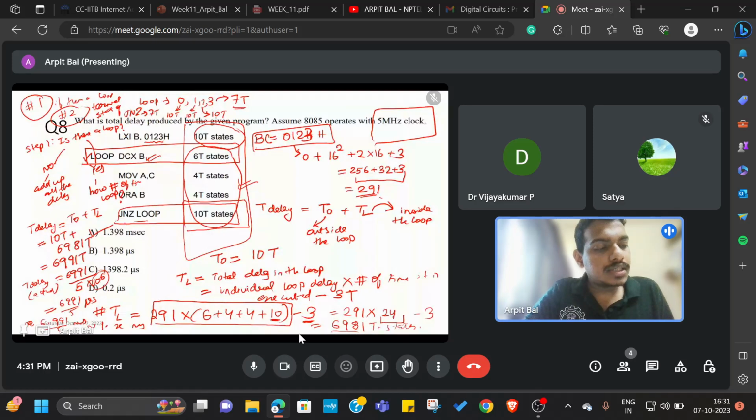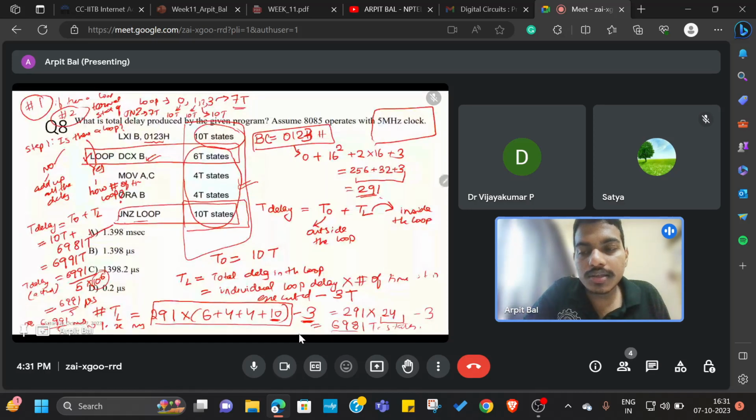For the next question, we had to figure out the total delay produced by this program. The first thing we observed is that there is a loop. Whenever there is a loop, you figure out the delay associated inside the loop and how many times the loop is going to get executed. You first figure out the total loop delay. So the total loop delay in our case was 6981 T states.